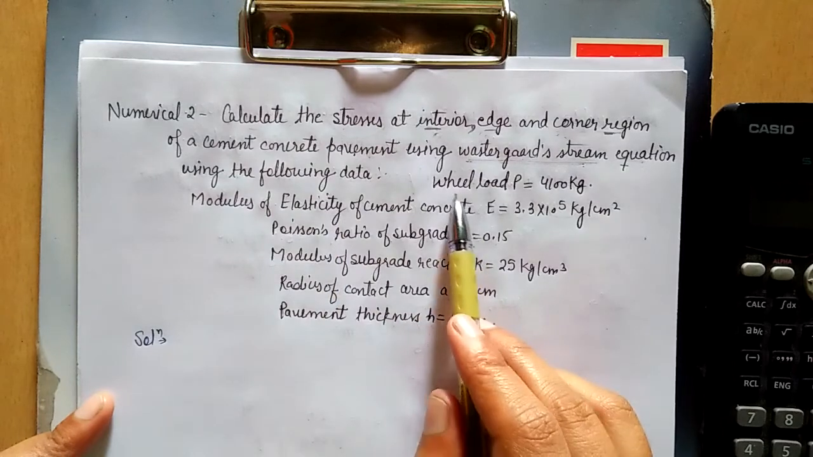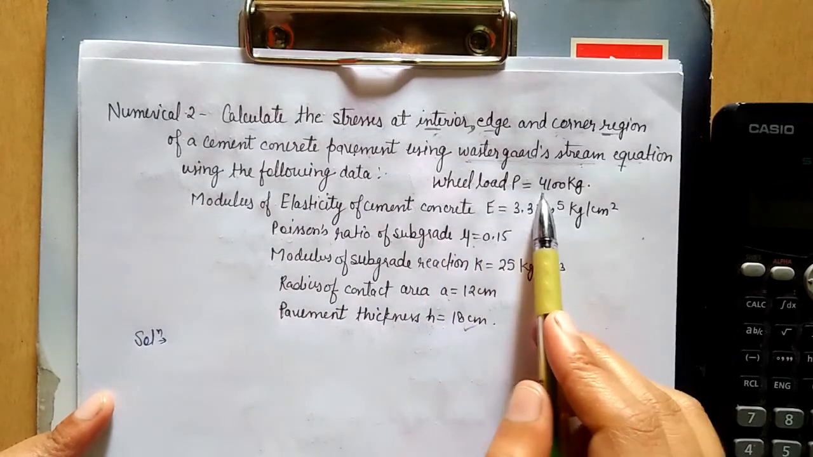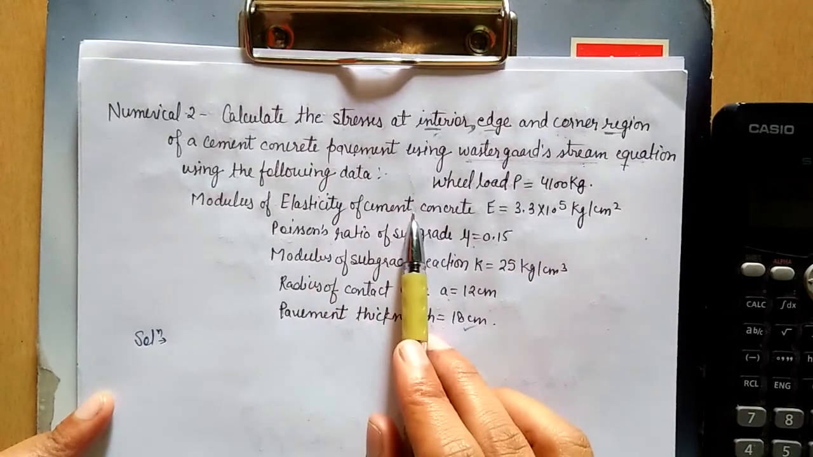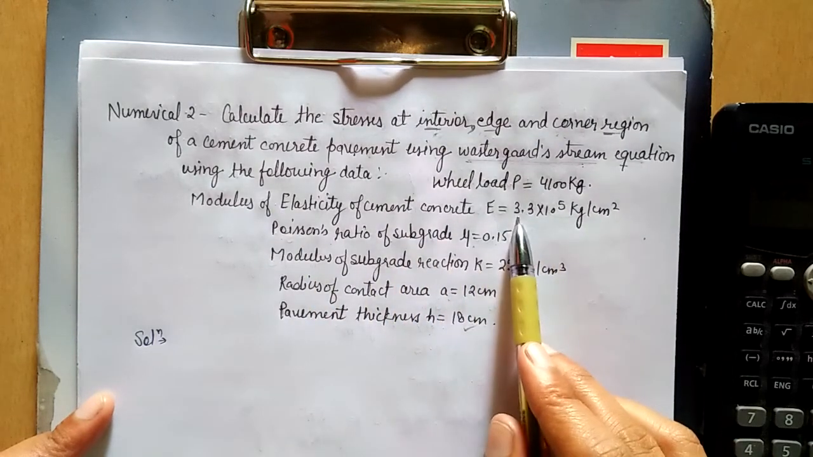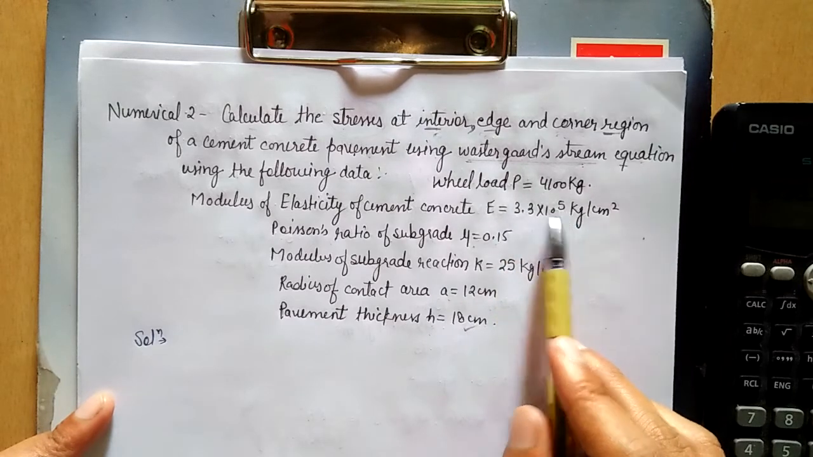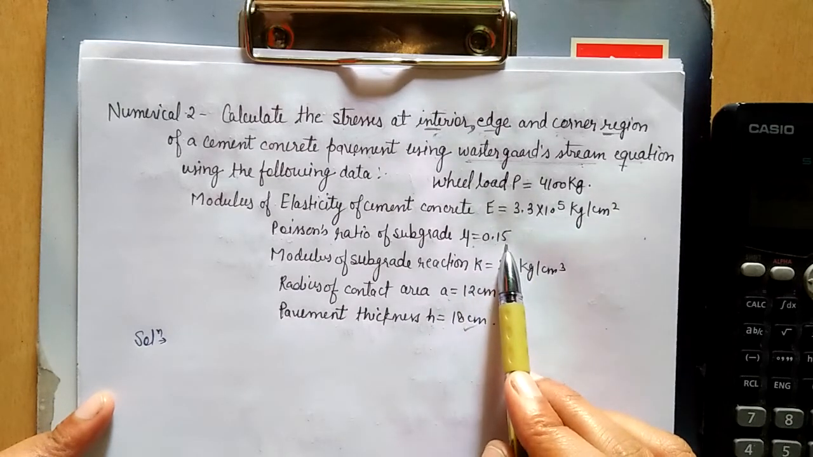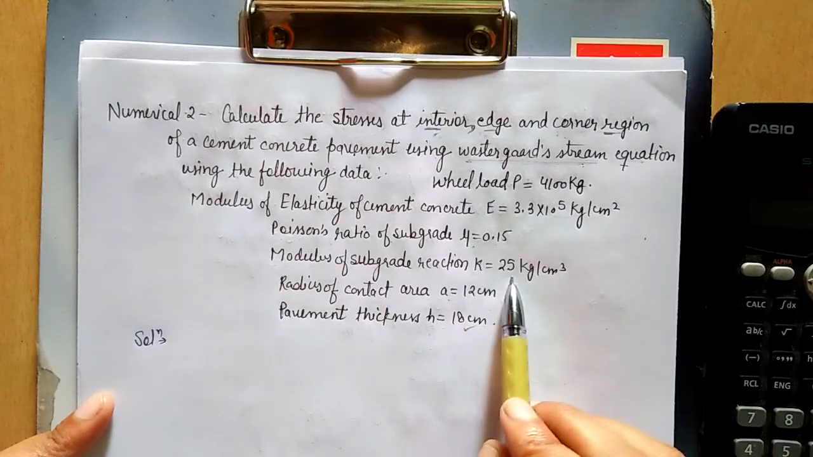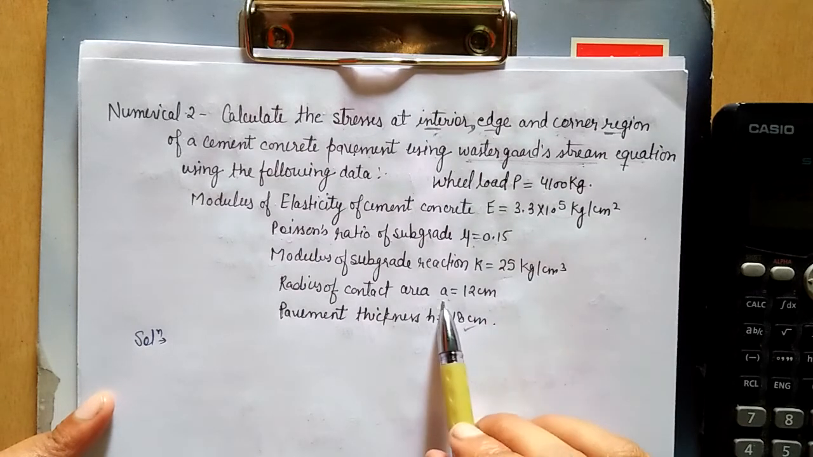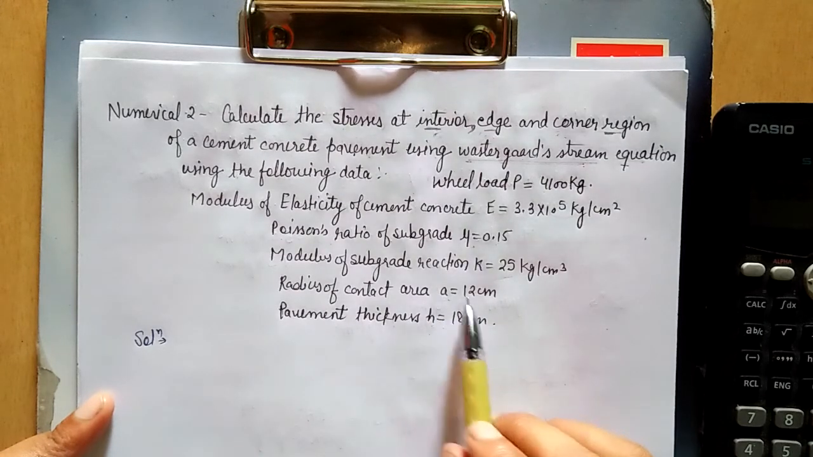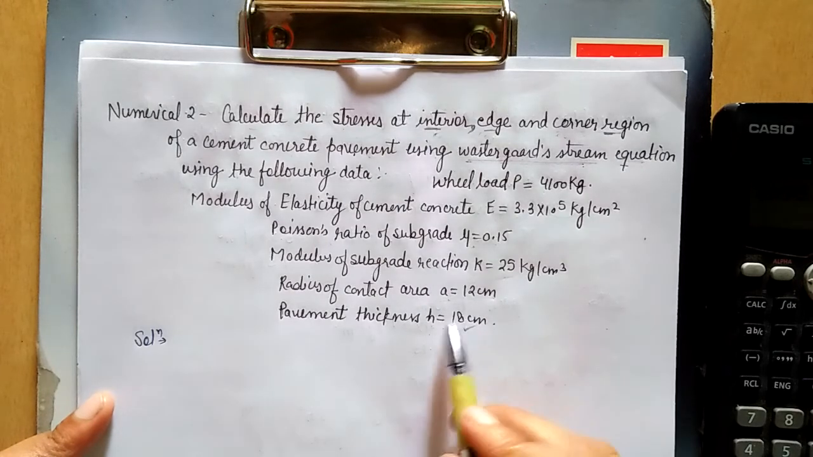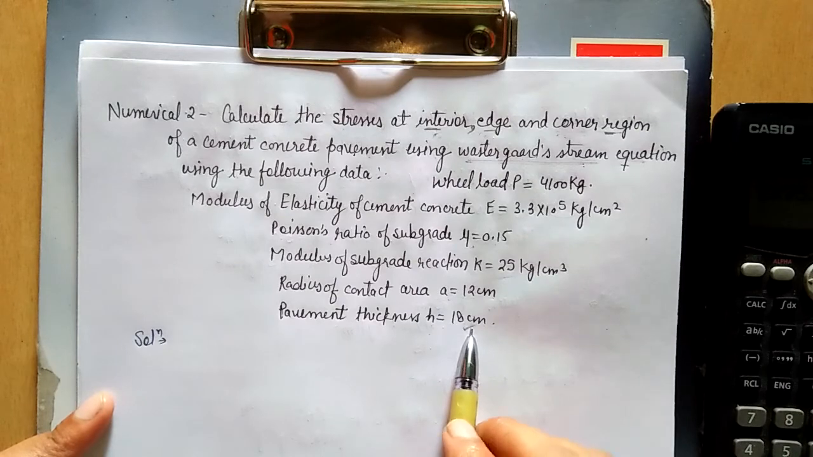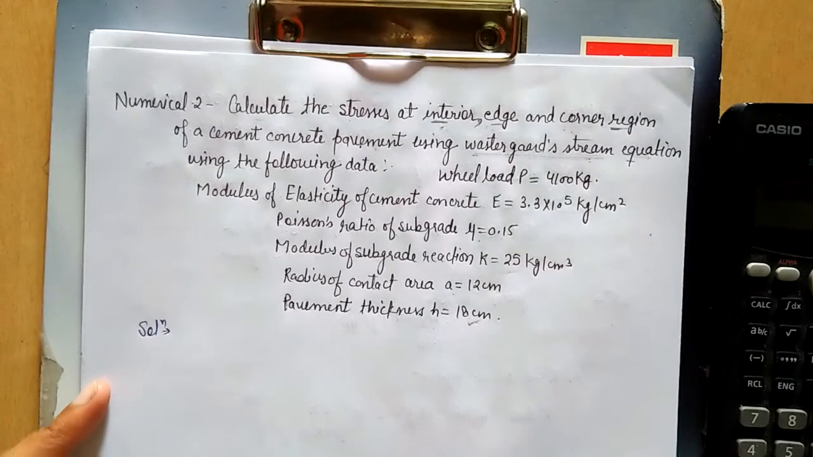Here the data is given. Load P is given as 44,100 kg, and the modulus of elasticity for the cement concrete is given as 3 into 10 to the power 5, Poisson ratio 0.15, and modulus of subgrade reaction K is equal to 25 kg per centimeter cube, and radius of contact area a is equal to 12 centimeter, and thickness of pavement h is equal to 18 centimeter. So now we start our solution.